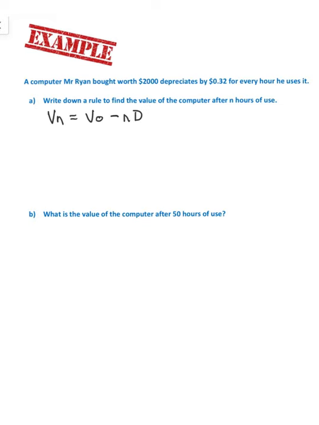Let's have a look at this example. A computer Mr. Ryan bought for $2,000. Don't know where he got that money. Depreciates by $0.32 for every hour he uses it. So by 32 cents for every hour he uses it. It's probably worth nothing now. Write down a rule to find the value of the computer after n hours of use. We know that the rule we are going to use takes the form of Vn equals V0 minus nD. So Vn is equal to V0, which is 2,000, minus n times 0.32.